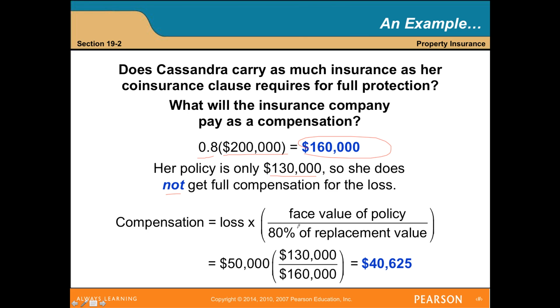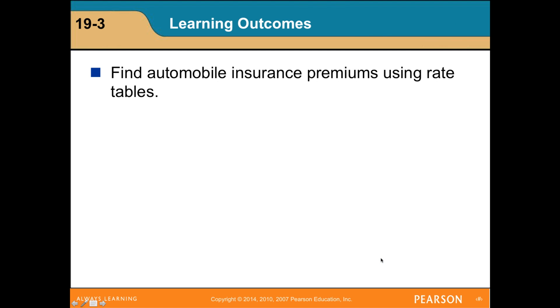Compensation equals loss times face value of the policy over 80% of the replacement value, and that equals $50,000, which is the loss incurred, times 130,000, which is the face value of the policy, over 80% of the replacement value, which is 160,000, and that equals $40,625.